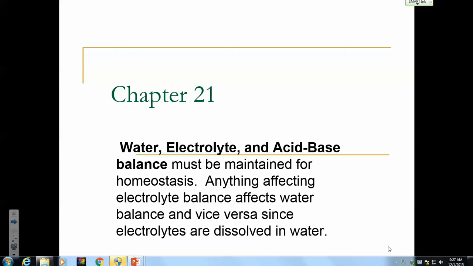So in this chapter, we're going to pull a lot of that together that we've talked about throughout A&P, looking at water levels in the body. And as we look at water levels, we'll be seeing the substances dissolved in it that affect electrolyte levels and then your pH, the acid-base balance. Anything that affects electrolytes affects water and vice versa. Does that make sense? And it's because of the osmosis, basically.